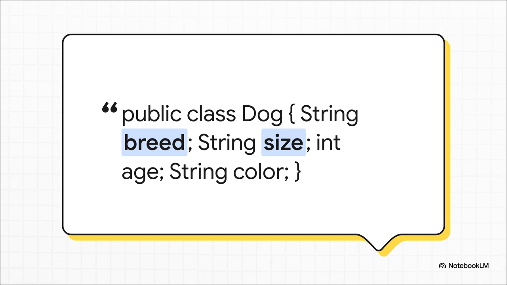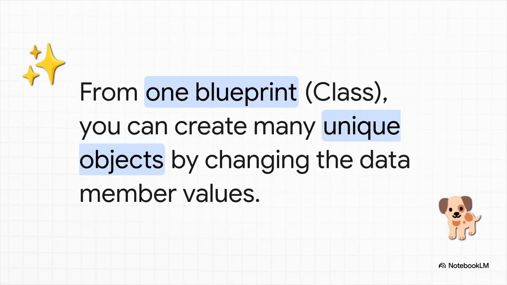And check this out. You can see exactly how that blueprint idea translates directly into actual code. Now, don't worry about the specific syntax here. Just notice how the class is named dog, and right inside it are those very characteristics we just talked about: its breed, size, age, and color. That's it. That's the blueprint, just written in a language a computer can understand. And this is where the real magic happens. Using this one single dog blueprint, we can create a whole park full of totally unique dogs.